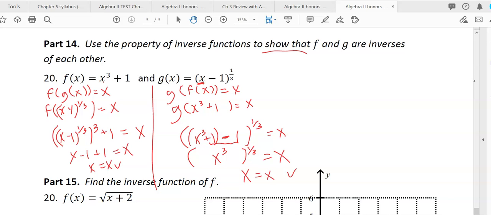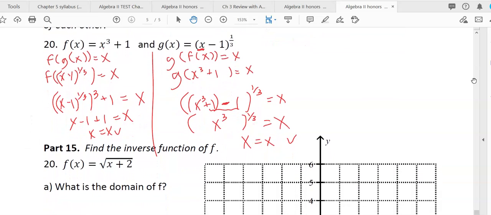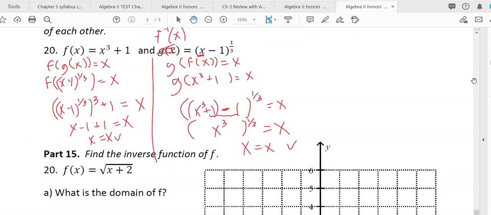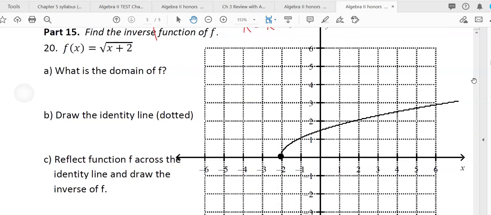So you've done it both ways. You've shown that those really are inverses of each other. In fact, instead of calling this g of x, I could call it f inverse of x, if I wanted to. Next, find the inverse of the function. By the way, this is supposed to go on forever. It's like a square root function kind of thing. In fact, it is a square root function.